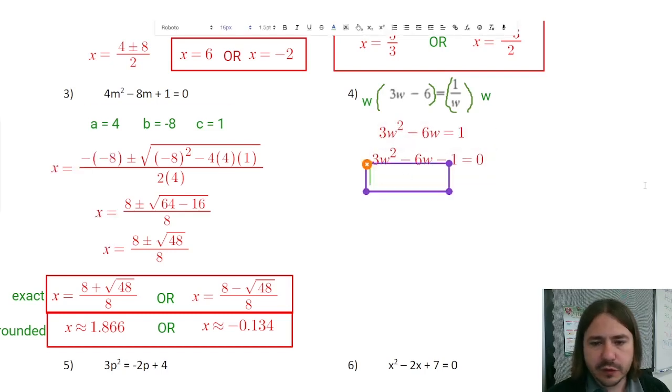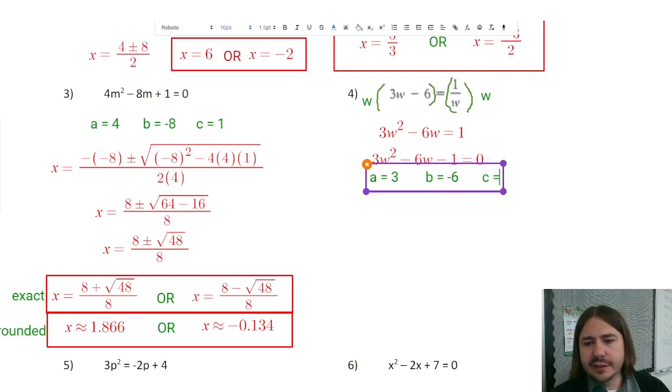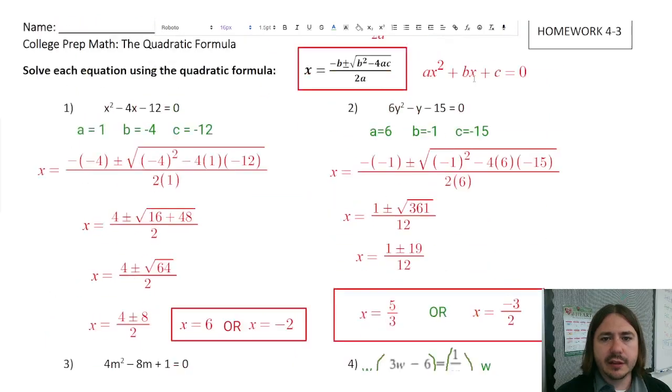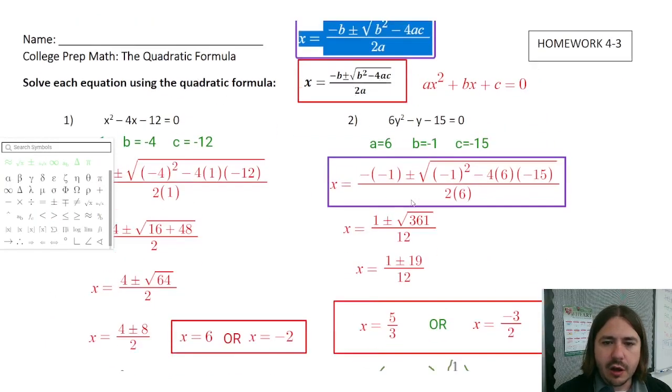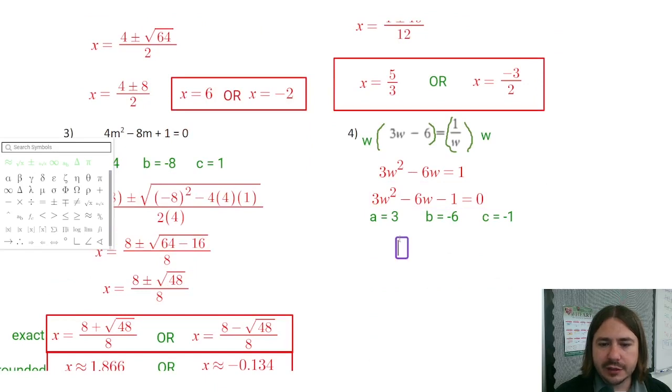The letters I'm going to use for this one are, the A is 3, the B is negative 6, and the C is negative 1. So I will use rusty old quadratic formula up here and plug in all of the values that I just wrote down.